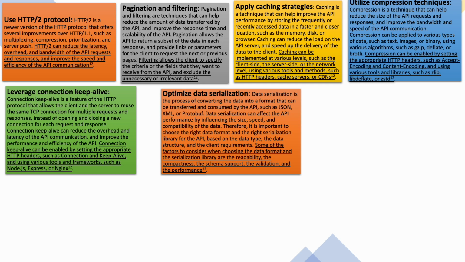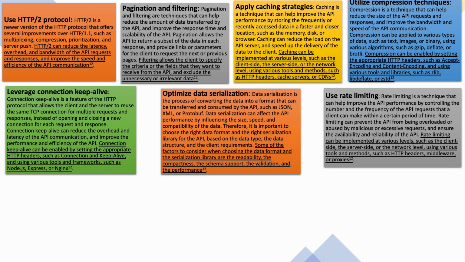Use rate limiting. Rate limiting is a technique that can help improve the API performance by controlling the number and the frequency of the API requests that a client can make within a certain period of time. Rate limiting can prevent the API from being overloaded or abused by malicious or excessive requests, and ensure the availability and reliability of the API. Rate limiting can be implemented at various levels, such as the client side, the server side, or the network level, using various tools and methods, such as HTTP headers, middleware, or proxies.